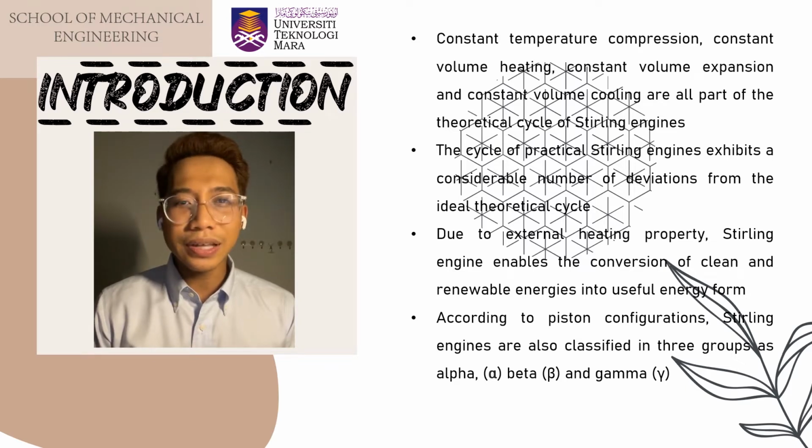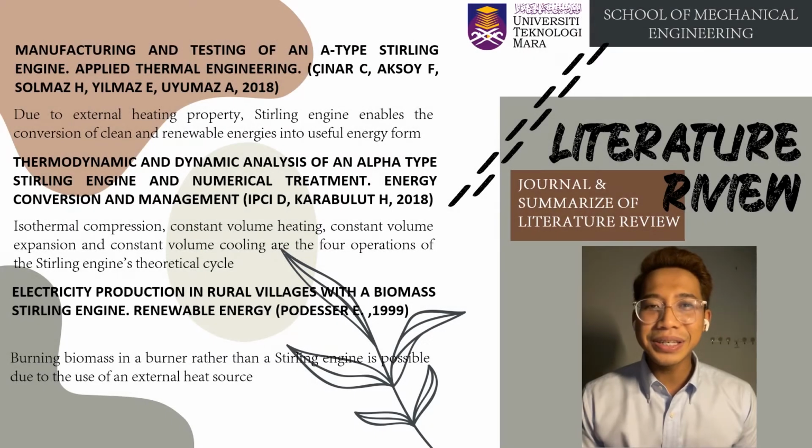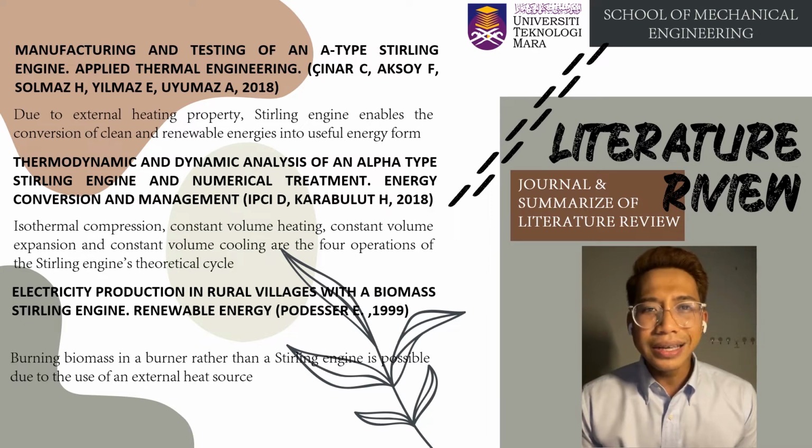Isothermal compression, constant volume heating, isothermal expansion, and constant volume cooling are the four operations of the Stirling engine's theoretical cycle. The cycle of practical Stirling engines exhibits a considerable number of deviations from the ideal theoretical cycle, and as a result of these deviations, performance values such as thermal efficiency, cyclic work generation, running speed, power output, specific power and torque become uncompetitive with internal combustion engines. Stirling engines have many application fields.